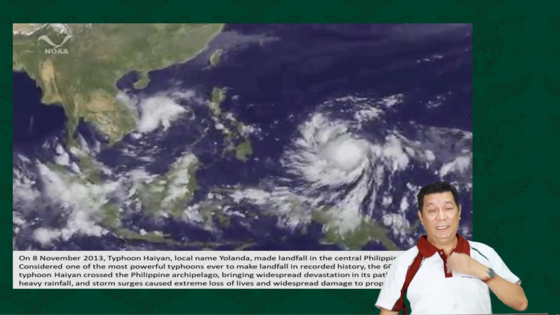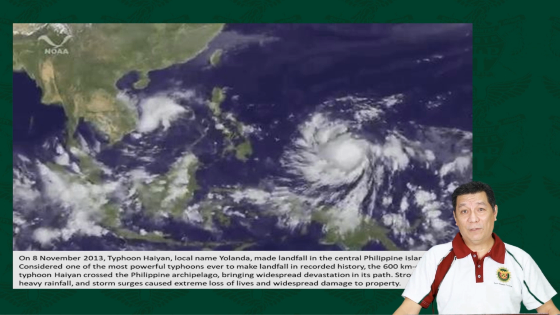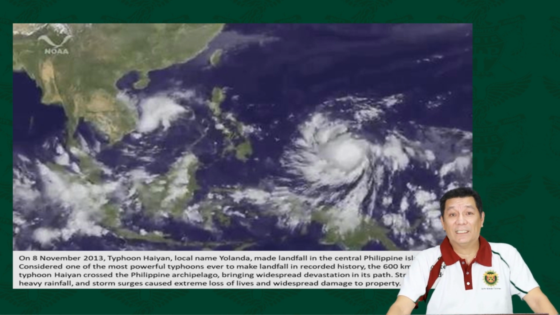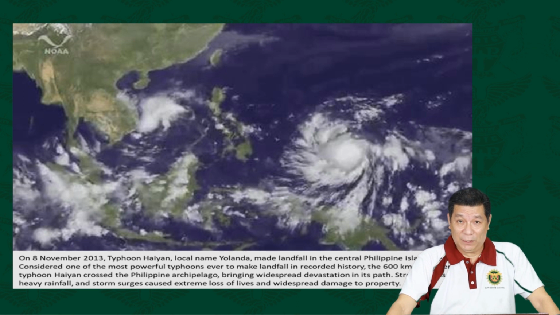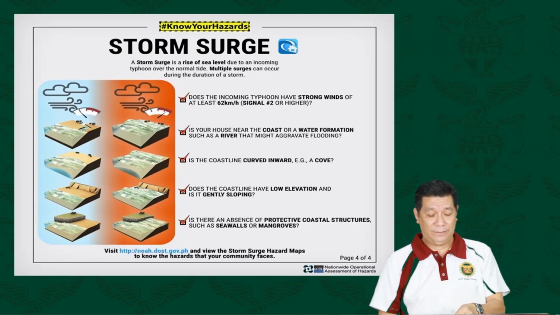You could see Typhoon Yolanda, when it was approaching the Philippines, almost covering the whole of the Philippines. It had very strong winds of about 320 kilometers per hour and brought big rainfall.